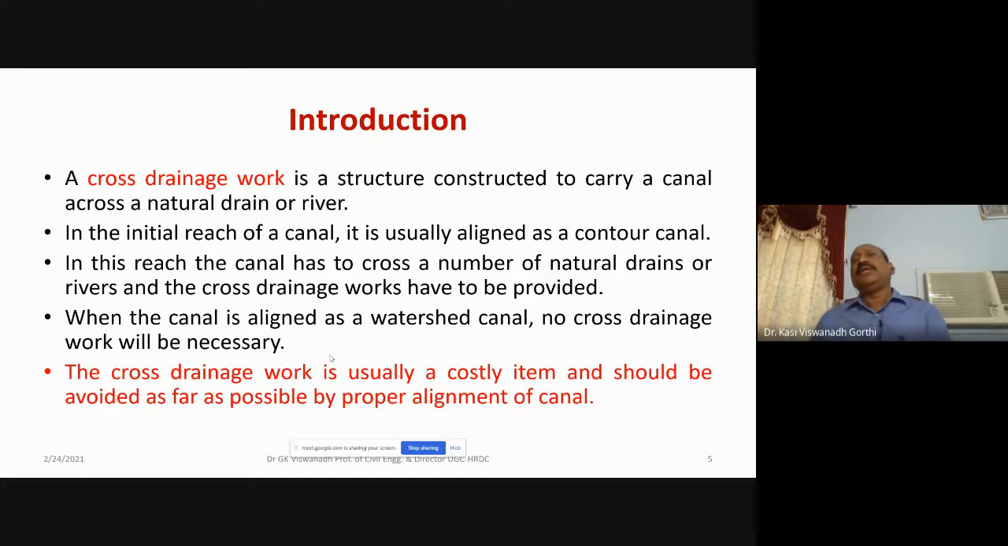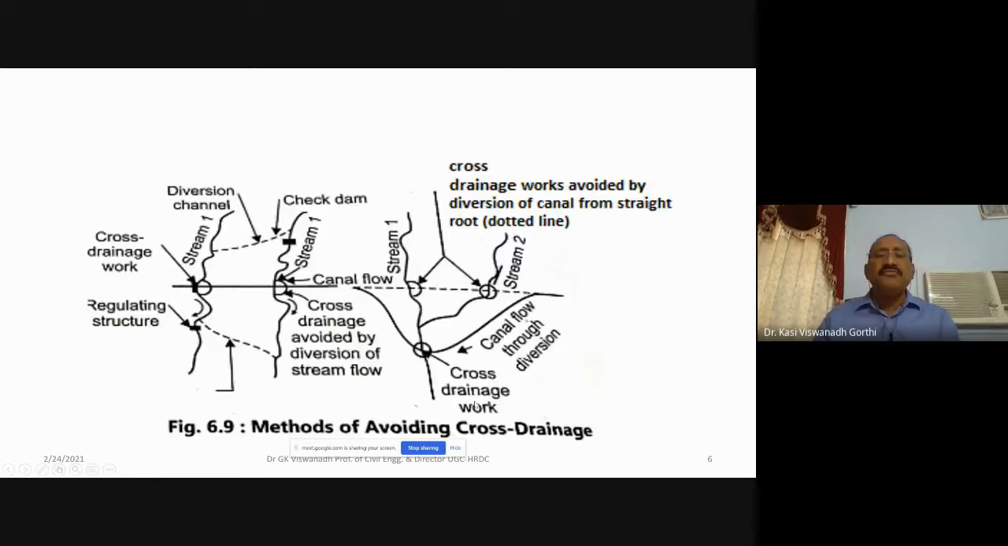In fact, when a road is crossing a canal, when you have to go for construction of a bridge with abutments, piers, that also is a costly affair, but it is inevitable. It is inevitable because the road has to cross necessarily the canal to reach from one bank to the other bank. So it is inevitable and it has to be spent. Whereas here, to the extent possible, if the cross drainage work is avoided, the total cost of the canal project would be cheaper, economical, convenient. So the cross drainage work is usually a costly item and should be avoided as far as possible by proper alignment of the canal.